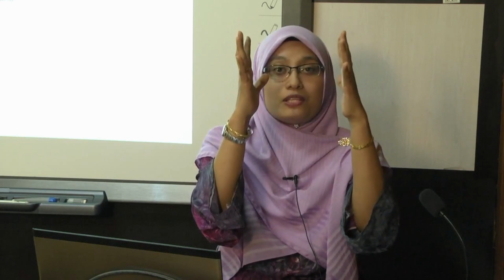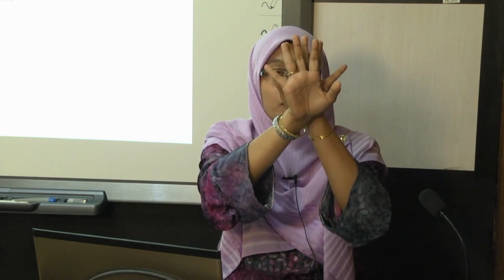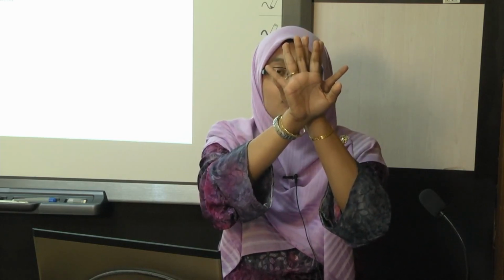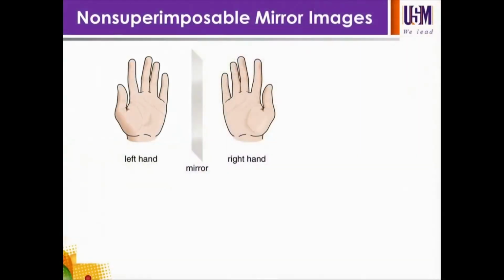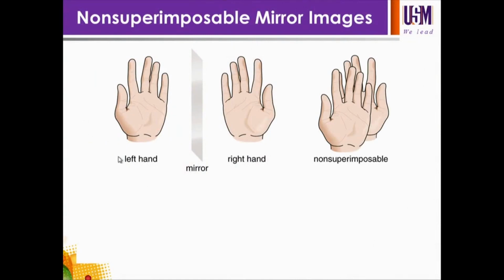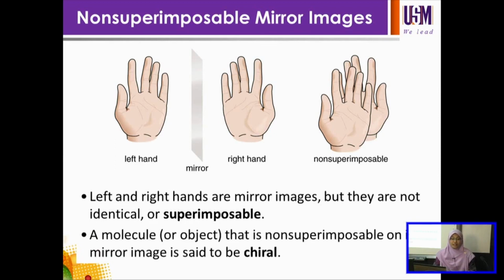So they are mirror images of each other, but they are not identical. When we overlap my right hand onto my left hand, they are non-superimposable. Left and right hands are mirror images, but they are not identical or superimposable. A molecule or object that is non-superimposable on its mirror image is said to be chiral.